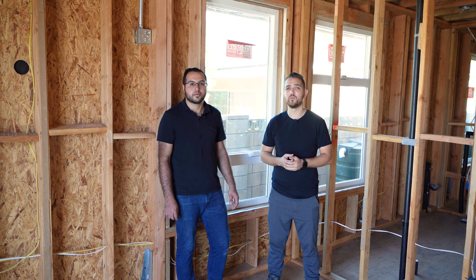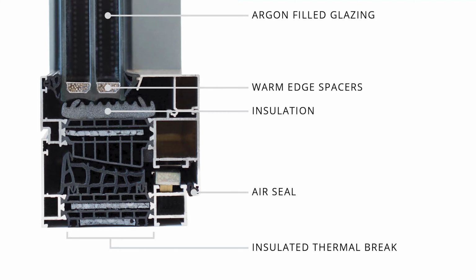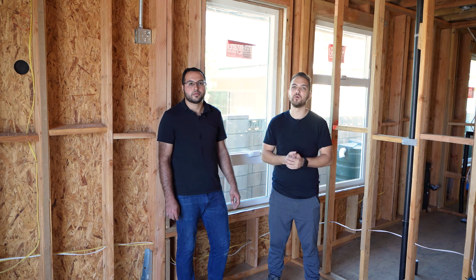When you do look at aluminum windows, one of the main things you want to make sure is that there's a thermal break between the exterior aluminum and the interior aluminum. This will help a little bit with your energy efficiency.